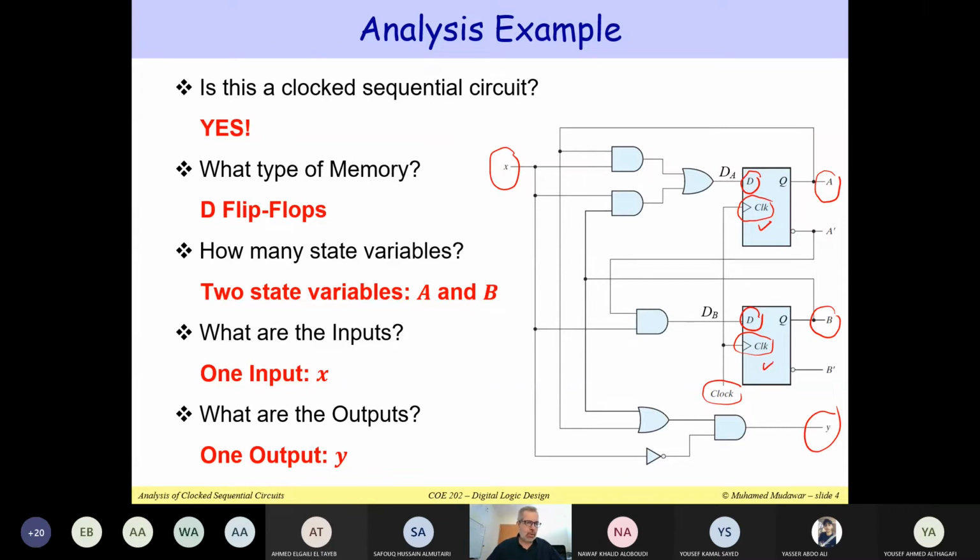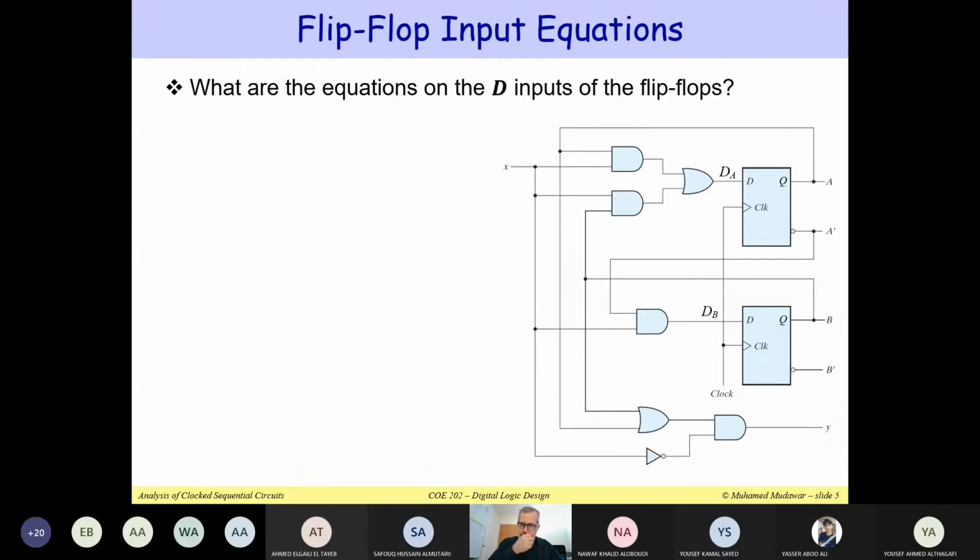Right, so now we have seen this is the first thing that you need to answer. You have to answer these questions. And then you can say, what are the equations at the D inputs of the flip-flops? So what is the equation for DA and what is the equation for DB? Now these are easy, right? Because we are describing them with this logic. So what is this logic? What is DA?